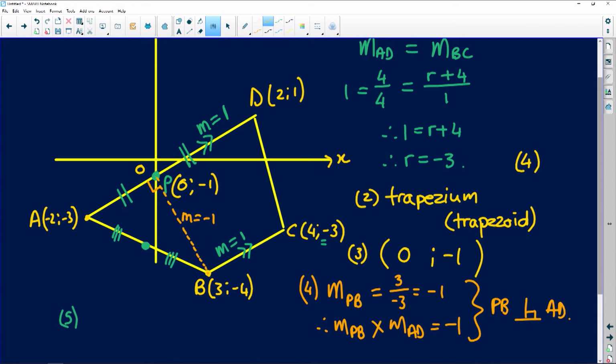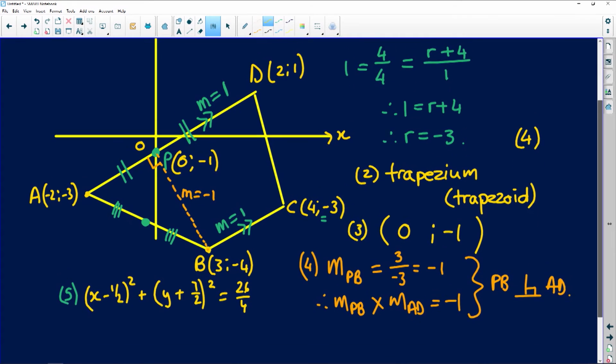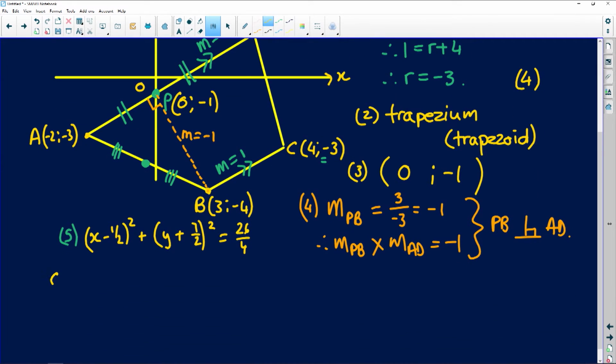And that answer for number 5 is x minus a half squared plus y plus 7 over 2 all squared is equal to 26 over 4. Remember, it's the 4th time we see this today. So I guarantee you're either going to get an area or you're going to get a question that looks like this. Now, the next question that I want to do is part 6 of this question.